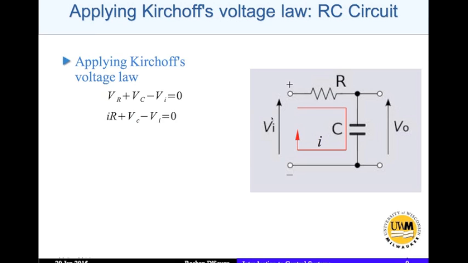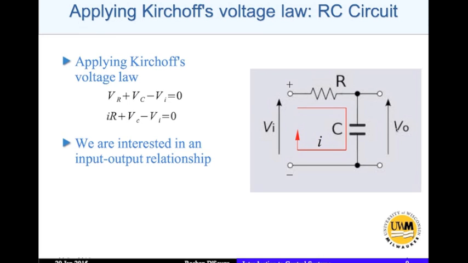So we'll substitute values. If current I flows through resistor R, then the potential drop VR is I times R. Now Vc is nothing but Vo. We'll keep it as is. So we are interested in the input-output relationship, so we need to eliminate everything that is extraneous. When I say input-output, we have Vo as the output and Vi as the input. We have to eliminate I from this equation somehow.